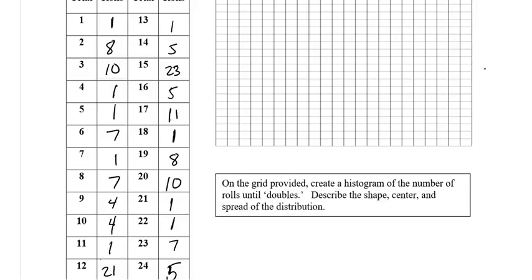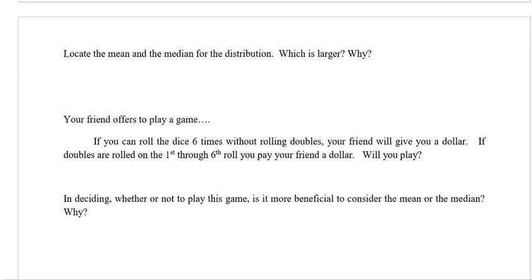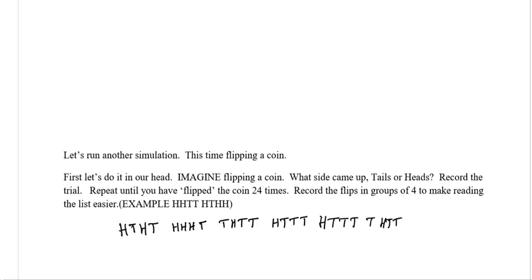Now you can see I've already run the simulation 24 times. In trial 2 it took 8 rolls, in trial 12 it took 21 rolls, in trial 15 it took 23 rolls in order to get doubles. Using this data, or your own data, you're going to create a histogram and describe the shape, center, and spread. Of course, we've already done that, and there are a few other questions for you to answer here as well. But we're going to go on and look at the next simulation.